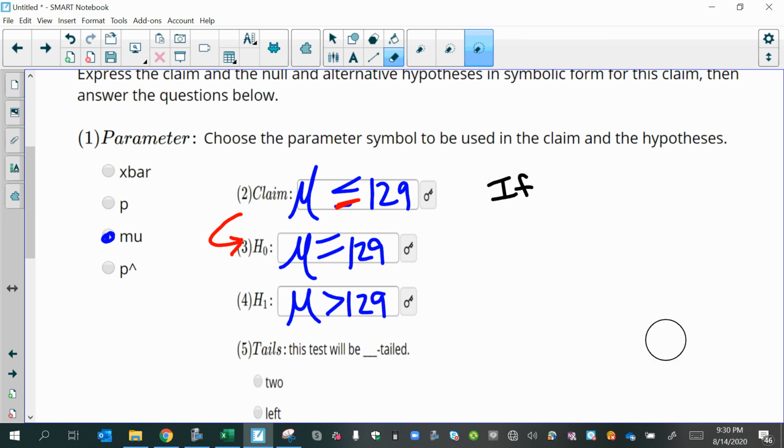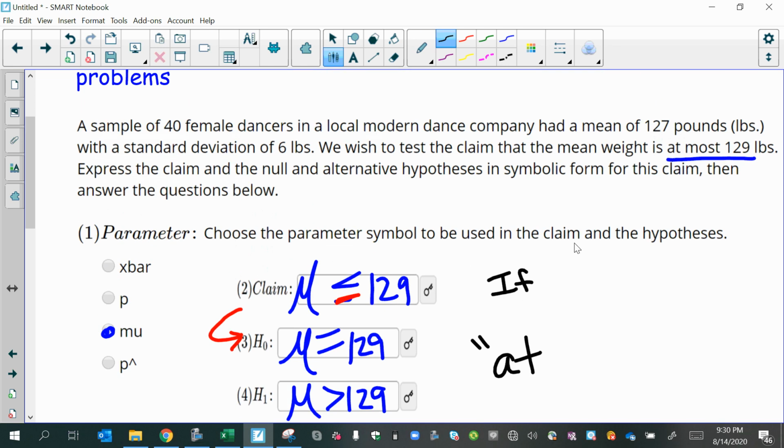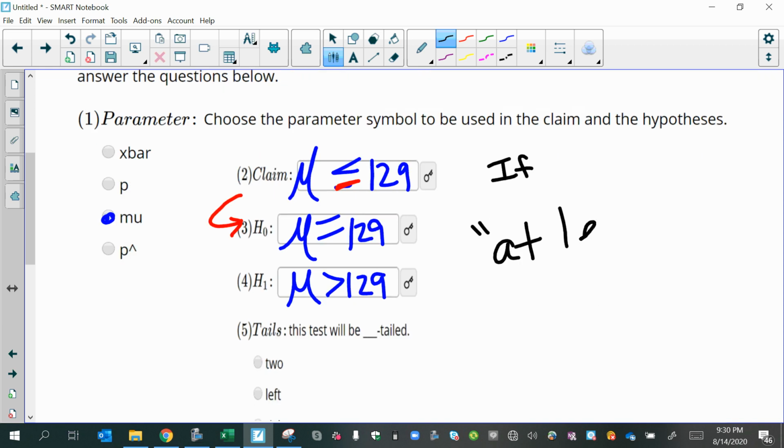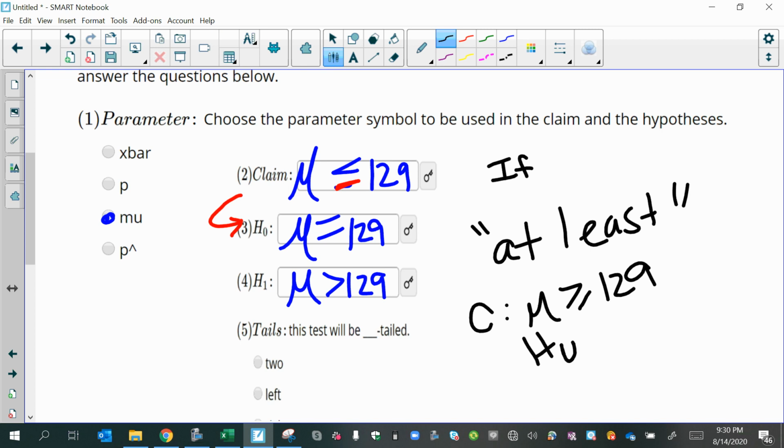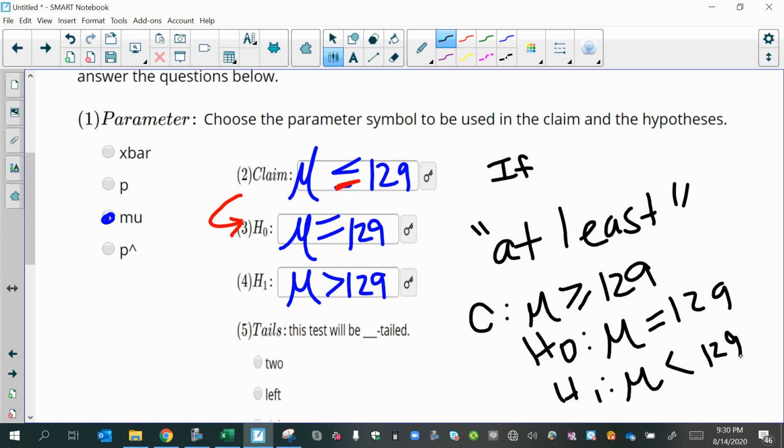If it said at, what did this one say? This one said at most, let's say that it said at least. So then your claim would be greater than or equal to. Your null would be equal. Your alternative would be the complement of the claim, and that would be a left-tailed test.